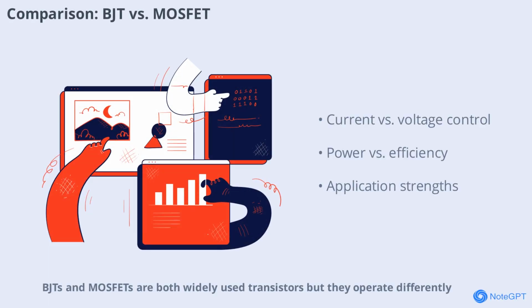BJTs and MOSFETs are both widely used transistors, but they operate differently. BJTs are current-controlled and can handle higher currents, making them suitable for power amplification. MOSFETs are voltage-controlled, have higher input impedance, and are more efficient in switching applications. Each type has its strengths and is chosen based on the specific needs of the circuit.